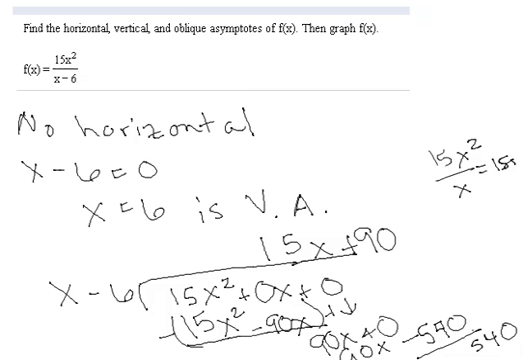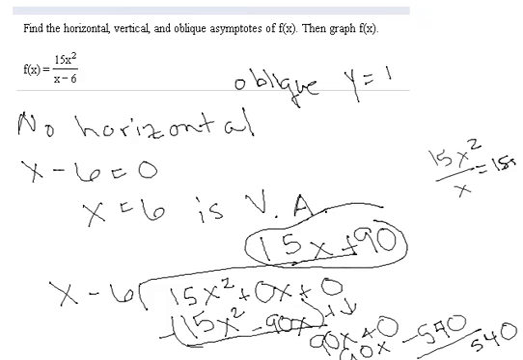And so as x goes to infinity, this 540 over x minus 6 is going to go to 0. So your function is going to look very much like the line 15x plus 90 when x goes to infinity. So you have an oblique asymptote. It's just the quotient of your long division, at y equals 15x plus 90.